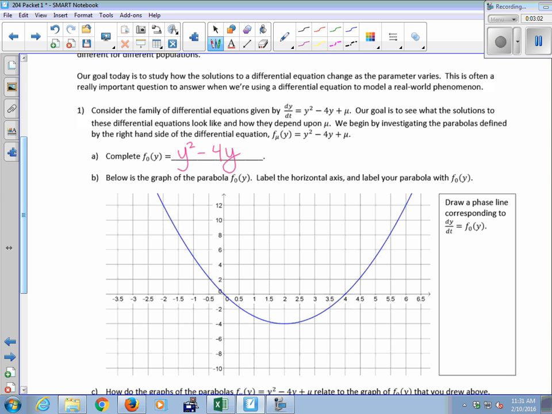Yeah, so f sub mu is representing a whole family of functions, right? The input is y, but each different mu gives you a different function. Yeah, it kind of is like 2 inputs. Yeah.